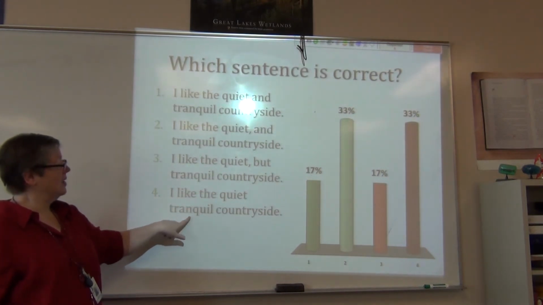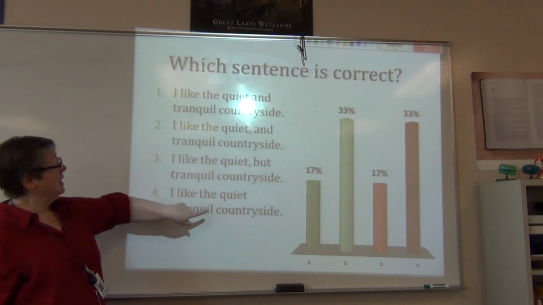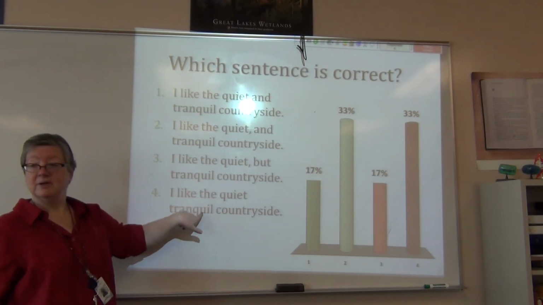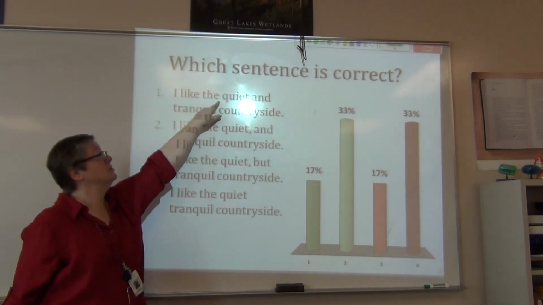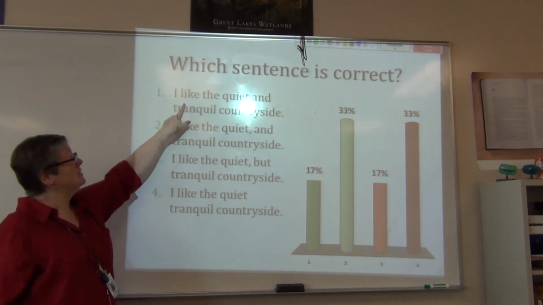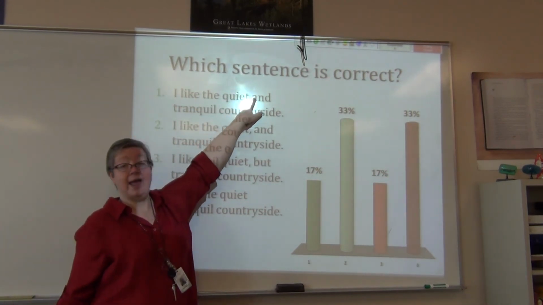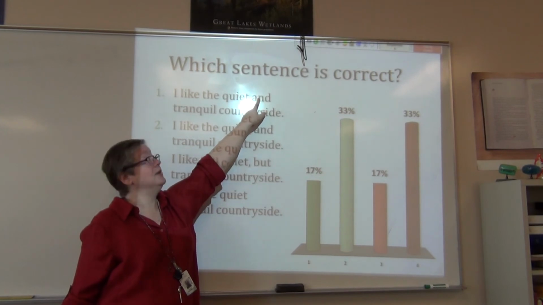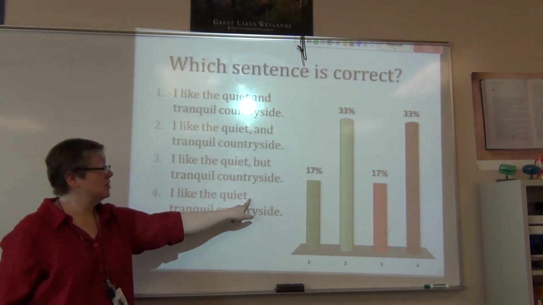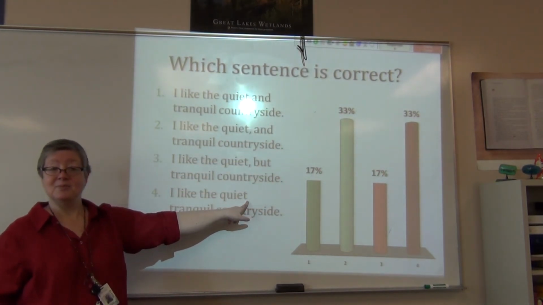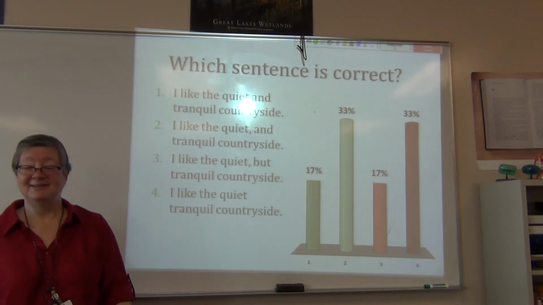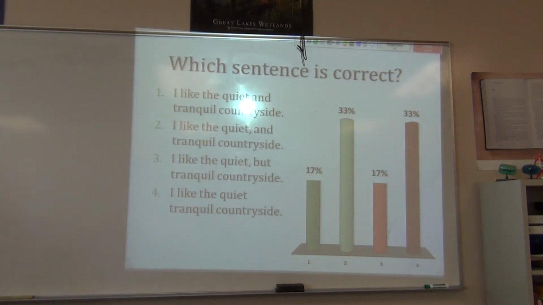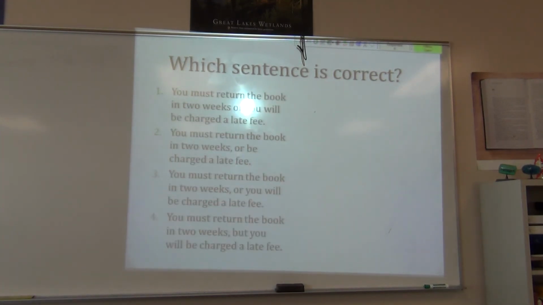Down here, I like the quiet, tranquil countryside. It's 2 adjectives here. And the same thing is up here. I like the quiet and tranquil countryside, 2 adjectives. If you can say the 2 adjectives with the word and, you have to use the word and. If you take the word and out, then you have to put a comma between them. Then it's not a run-on, it's just dividing adjectives. That's why that's correct. Okay? Tricky questions today. Try this one.